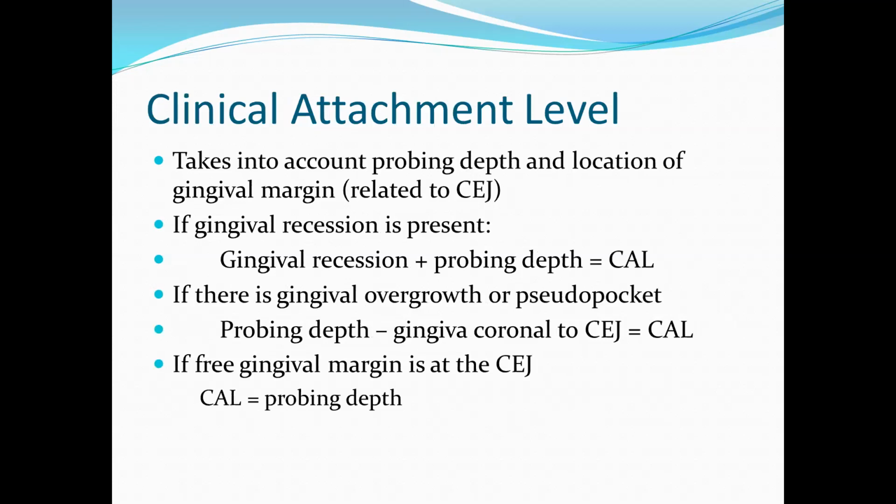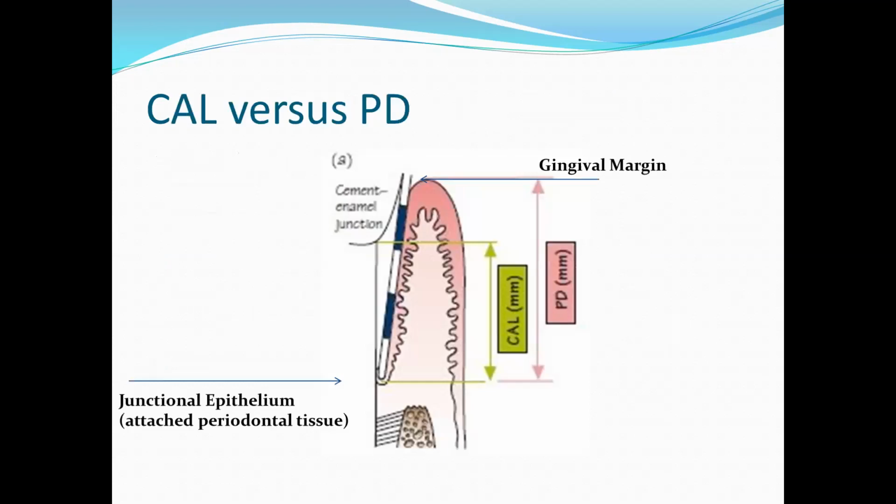So let's talk just a little bit about the CAL again, the clinical attachment level. This is something that you'll be doing manually while you're in school. If gingival recession is present, again, you're looking at the CEJ as your stable point. You're taking the amount of gingival recession and adding that to the probing depth. If there's gingival overgrowth, right, you're measuring where that CEJ is and you're subtracting that to where the CEJ is. And so that is a subtraction. And if the CEJ is right about where the gingival margin is or right above, it's going to be equal to the probing depth.